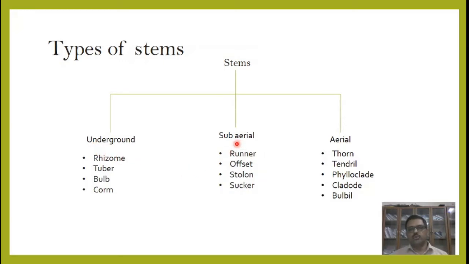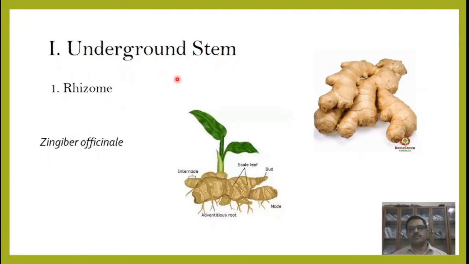The second major group are subaerial stems, which grow parallel to the soil and produce roots at regular intervals. And aerial stems, which are those stems that are modified for various uses and are found above the soil. They are not attached to the soil in any way. Now, let us look at the three major groups and the subtypes, and we will be starting with underground stems.